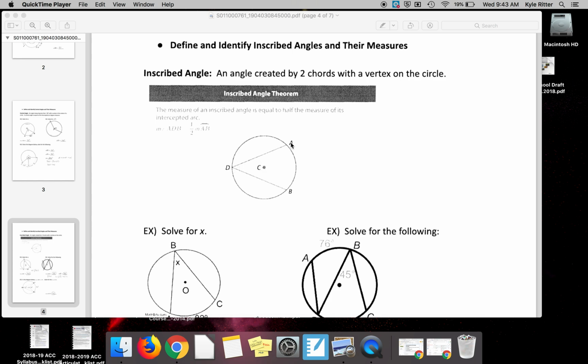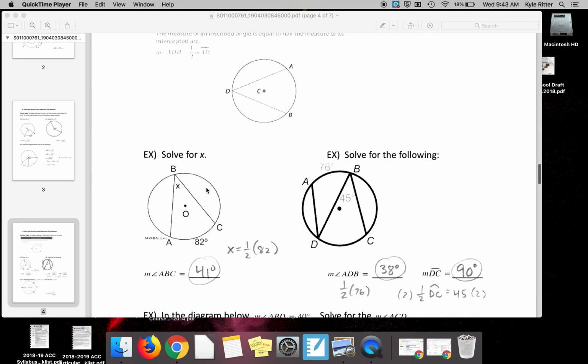So the corresponding arc is quite a ways away from that angle. So there's going to be a different relationship here between the arc and the angle. As it turns out, the angle, the inscribed angle measure, is going to be half of its corresponding arc. And then if you think about that backwards, you would double your angle to get your arc. So the arc is twice the inscribed angle. Let's play around with that concept.